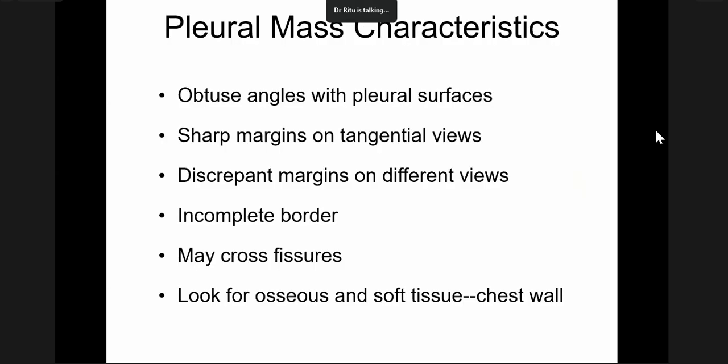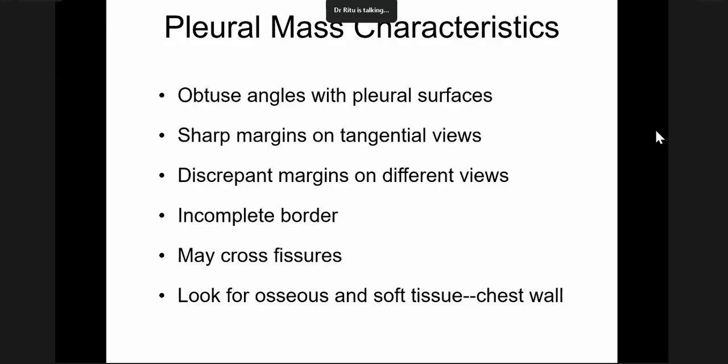Moving along to pleural masses, what are the characteristics of a pleural mass? You will see obtuse angles with the pleural surface, and you see sharp margins of the mass on a tangential view. If you look at the same mass on a PA and a lateral view, you'll see that they don't look the same. That is how we distinguish a pleural tumor or a pleural mass from an intraparenchymal mass. One border is always incomplete and it can cross sutures.